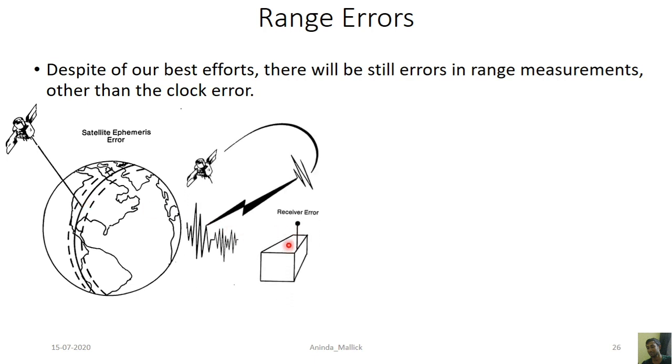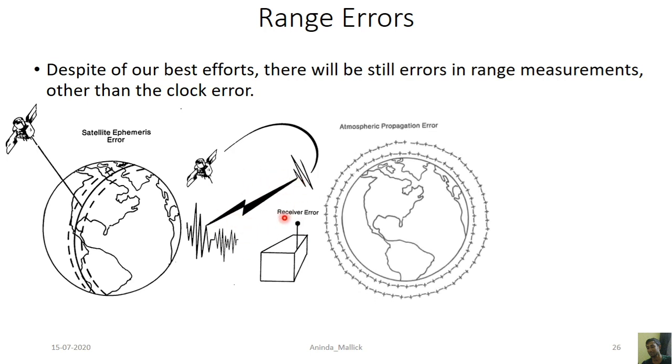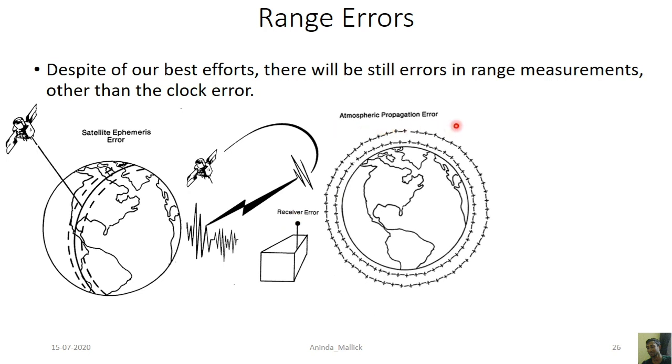Second type is receiver error. Receiver error occurs due to some electrical noise or any computational error in the receiver, so you will get error in pseudo range measurement. The third one is the atmospheric propagation error. As we all know, light rays bend when passing through a prism. In the same way, the radio signal bends when it is passing through the atmospheric ionosphere.